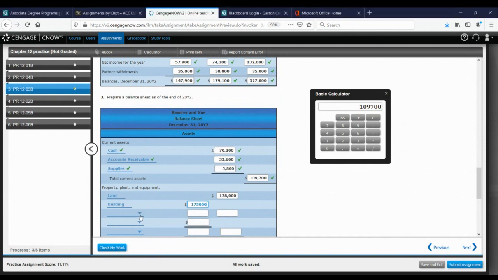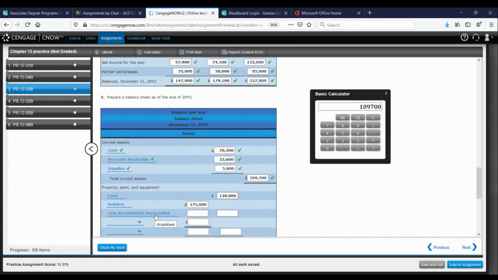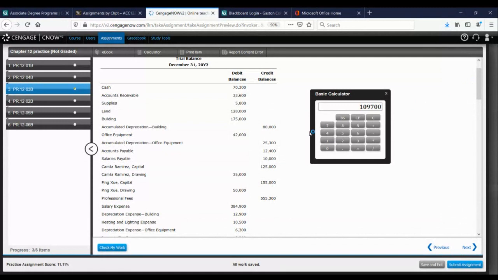Now, building will depreciate, so the next account should be accumulated depreciation. I don't like the fact that they didn't put building out to the side. Technically, I think they should have. But accumulated depreciation, you'll remember, is a contra asset account that would be deducted from our building account. So accumulated depreciation, the contra asset account, is going to have a credit balance. The credit balance for the accumulated depreciation on the building was $80,000.